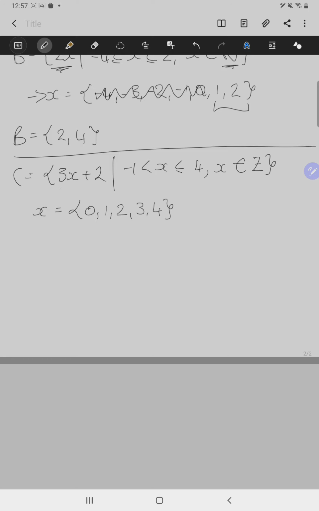C, we can see here, is defined by the rule 3x plus 2. So that means to get to C, we take each of the numbers here, multiply them by 3, and then add 2. So 0 times 3 is 0, plus 2 is 2. 1 times 3 is 3, plus 2 is 5. 2 times 3 is 6, plus 2 is 8. 3 times 3 is 9, plus 2 is 11. And 4 times 3 is 12, plus 2 is 14. So those are your elements for C.